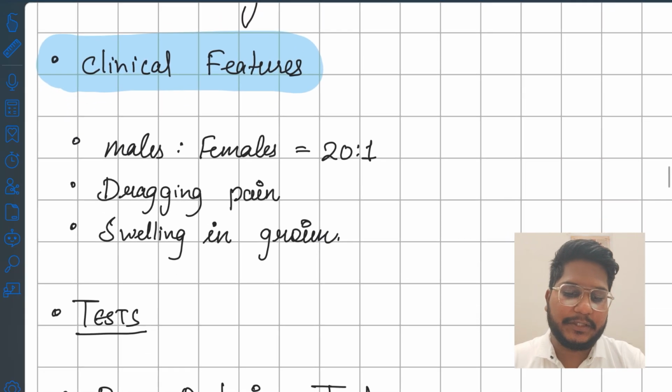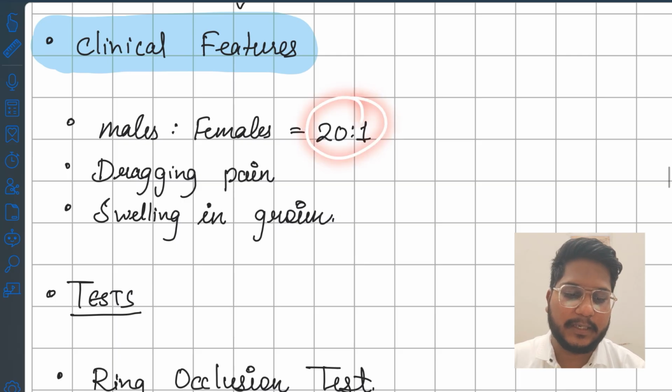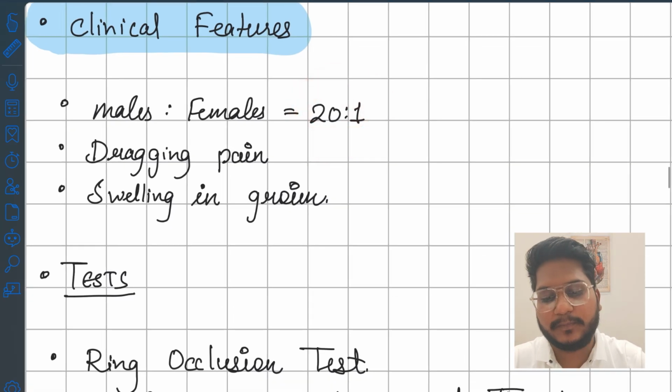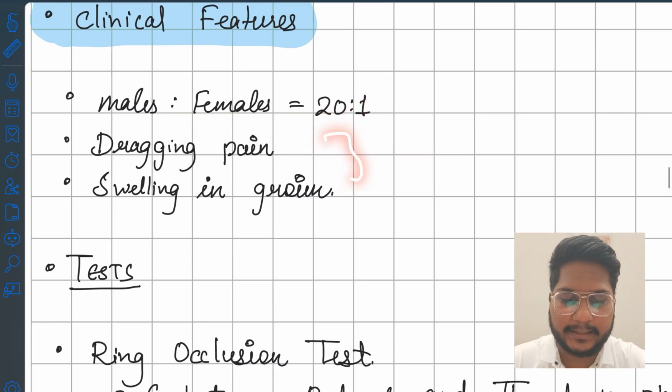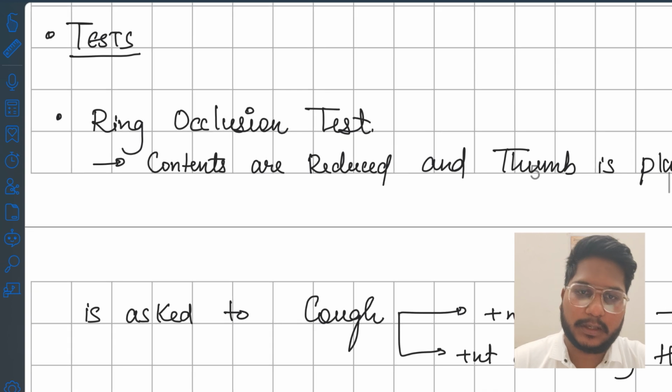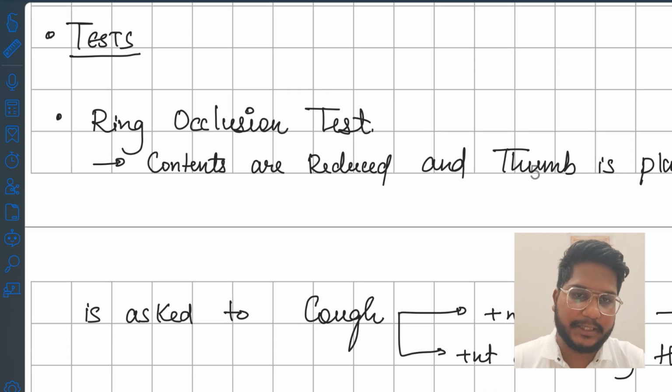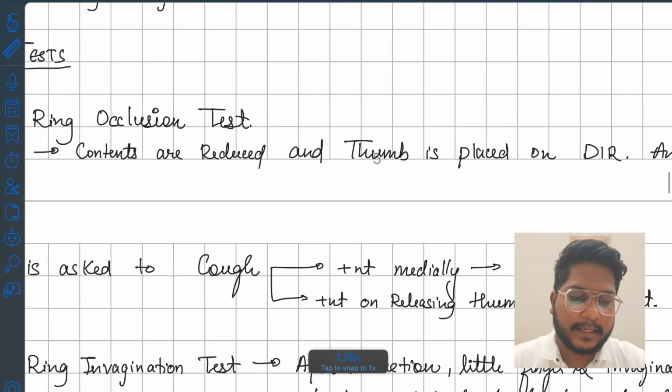Now the clinical features. It is very commonly seen in males, at a 20:1 ratio. There is a dragging pain and swelling in the groin region. These are the two main clinical symptoms of indirect hernia. Now the tests we perform for indirect and direct hernia, to differentiate as well as to know whether it is a hernia or not. So next is the ring occlusion test.